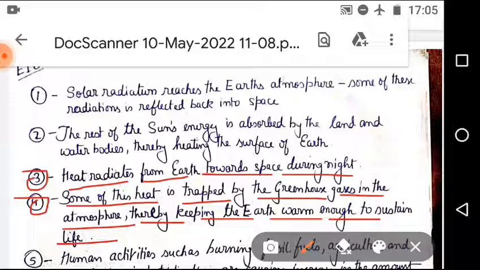So due to the presence of these greenhouse gases, they don't allow all the heat to escape from the earth. Some of the energy is absorbed by the greenhouse gases, which maintains the temperature on the earth's surface. Otherwise, if you go to the moon, by day it is too hot, at night it is ice cold. Extreme temperature is there, so life does not exist there.